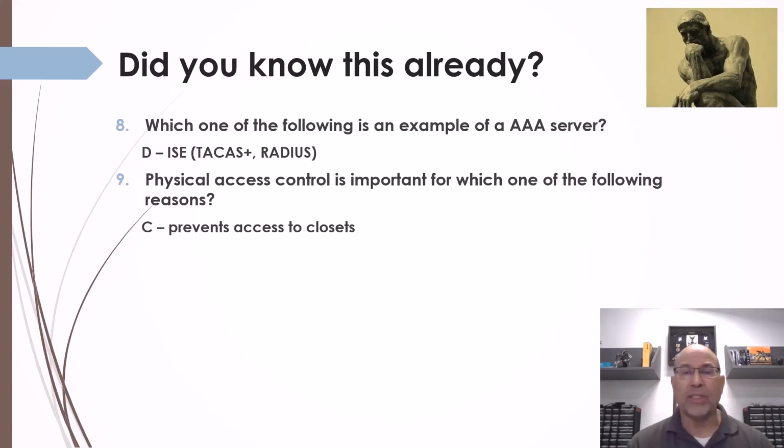Which one of the following is an example of an AAA server? Well, that was the ISE, the security engine that Cisco uses, and that includes the TACACS and the RADIUS AAA servers. Question number 9. Physical access control is important for which one of the following reasons? It prevents access to closets.